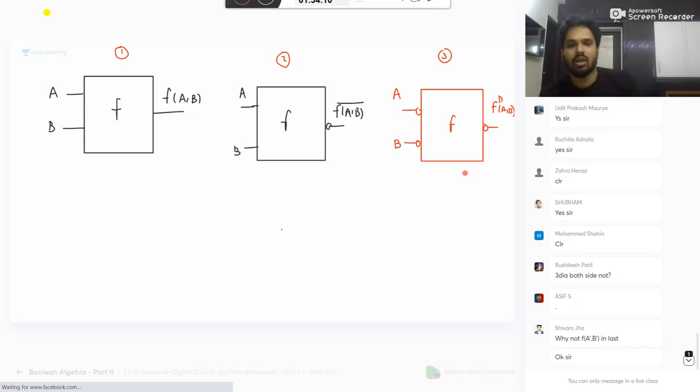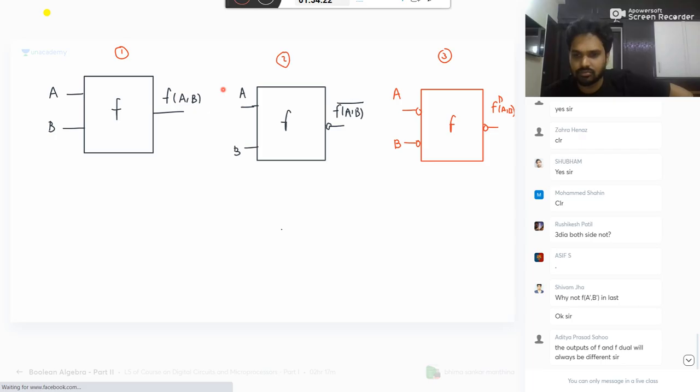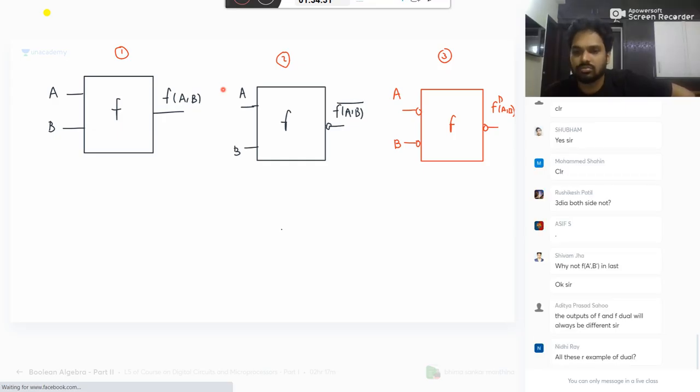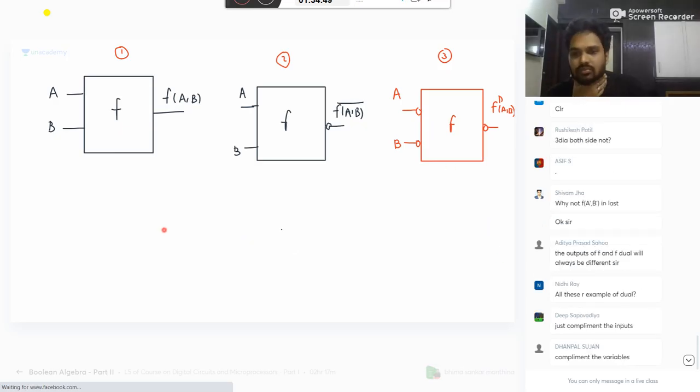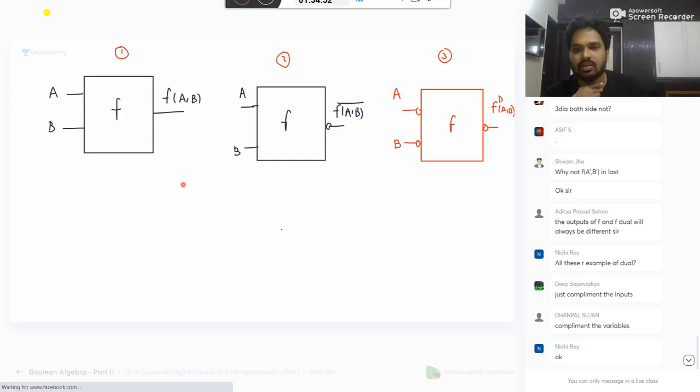Now listen here. I have this. How to get this? Is it clear what I am saying? I have dual. How to get complement? Aditya, I told na, if it is self-dual, it is same. If it is not self-dual, they are different. Nidhi, these three are representing, this is representing one function, this is representing its complement, this is representing its dual. Don't relate three. Okay, very good, Deep. You are correct. Okay. So what I want to say is this is FD, na?